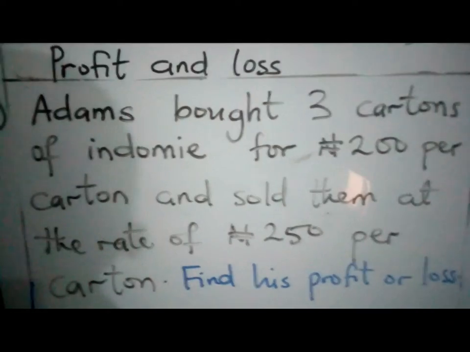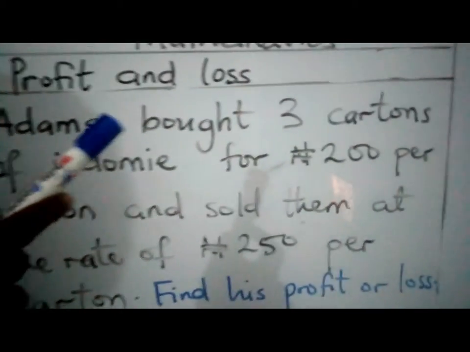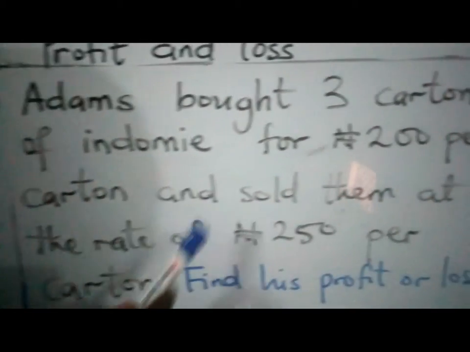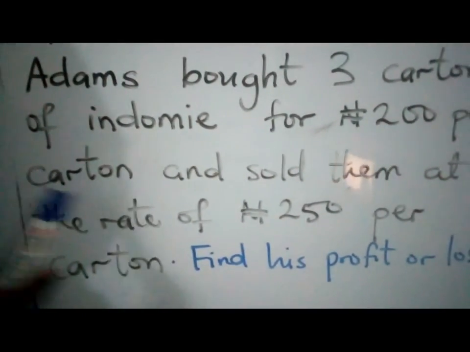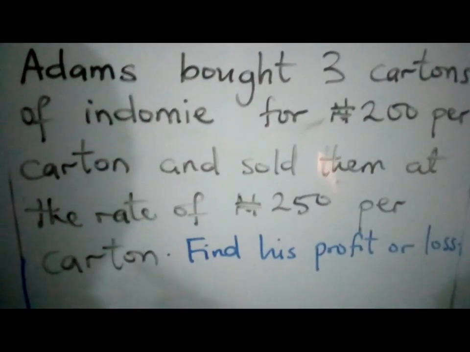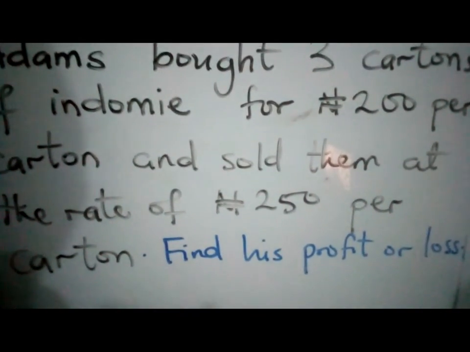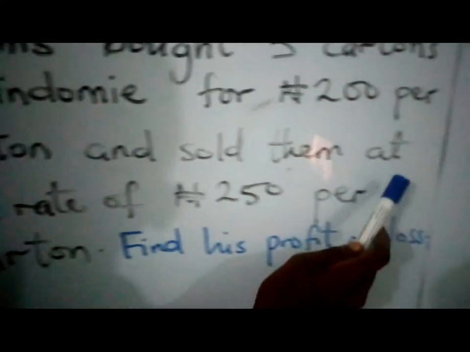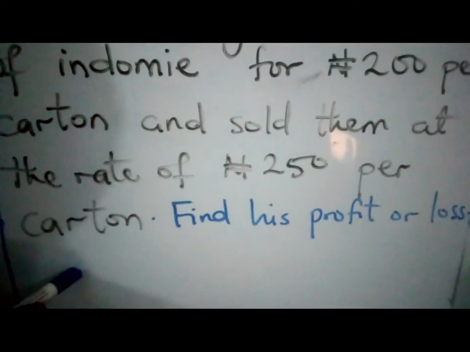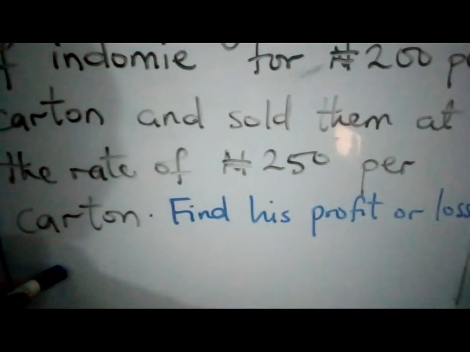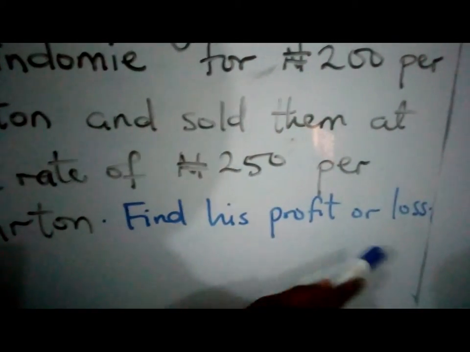Number 2. Adams bought 3 cartons of Indomie for 200 naira per carton. Take note of the word per carton, or for 1 carton. We need to take note of that when we see it in the question. And sold them at the rate of 250 naira per carton. That's the selling price for 1 carton as well. Find his profit or loss.